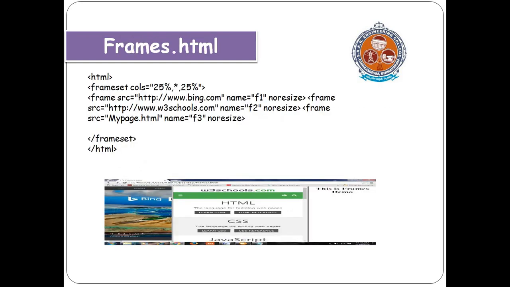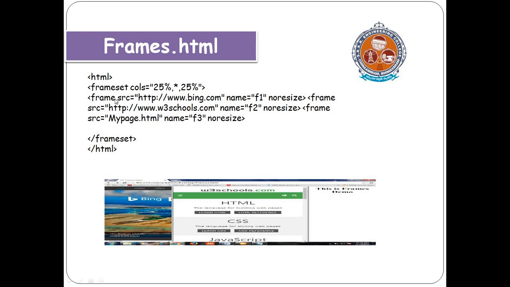So then one small example on frames. Here I have to create one frames.html. Here HTML frameset cols equals 25%, 25%. Okay, here I have defined this is around 25% and this is 25%, so the remaining will be 50% columns.